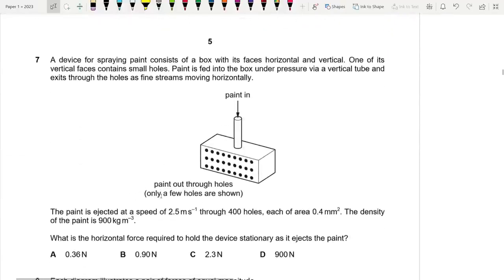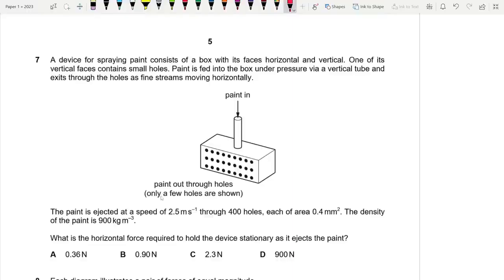This is a common question which has appeared before in A levels. A device for spraying paint consists of a box with its faces horizontal and vertical. One of its vertical faces contains small holes. Paint is fed into the box under pressure via a vertical tube and exits through the holes as fine streams moving horizontally. The paint is ejected at a speed of 2.5 meters per second through 400 holes, each of area 0.4 millimeters squared. The density of the paint is 900 kilograms per meter cubed. What is the horizontal force required to hold the device stationary as it ejects the paint?